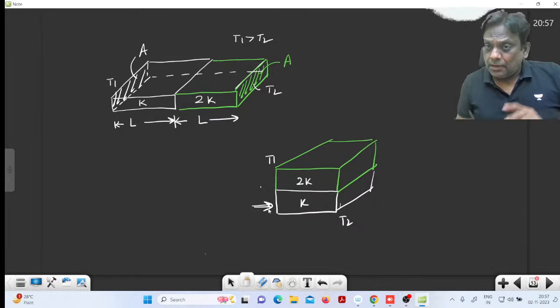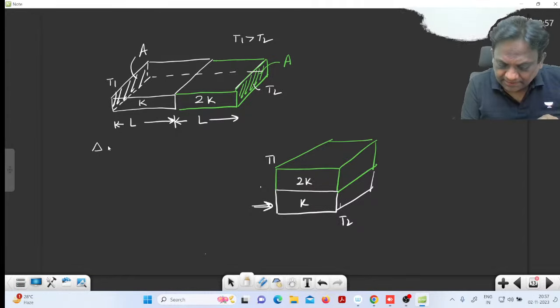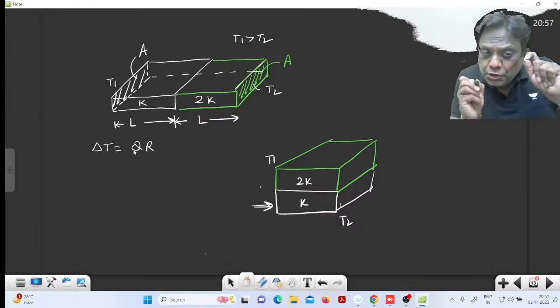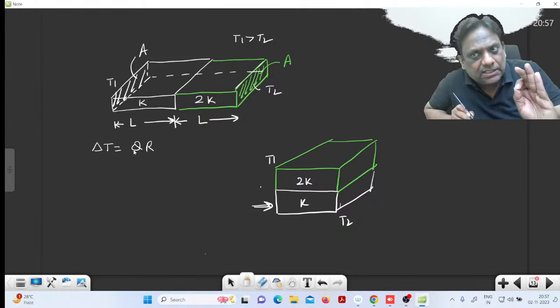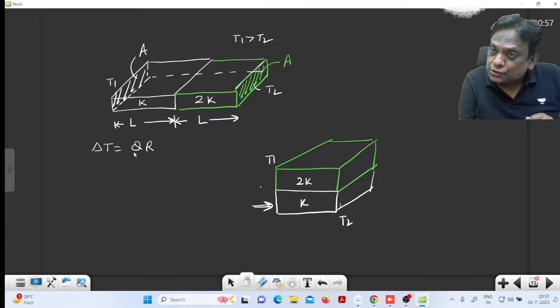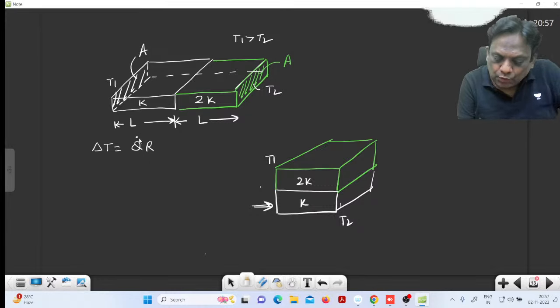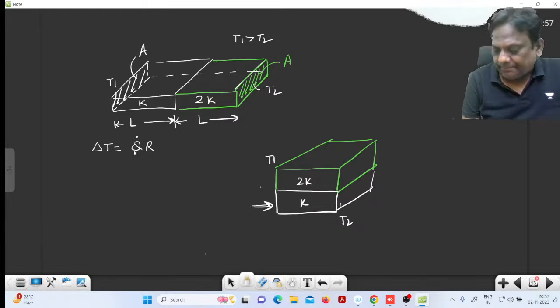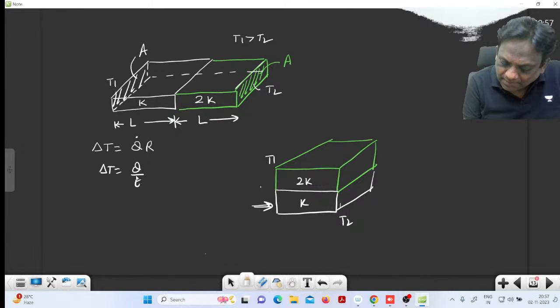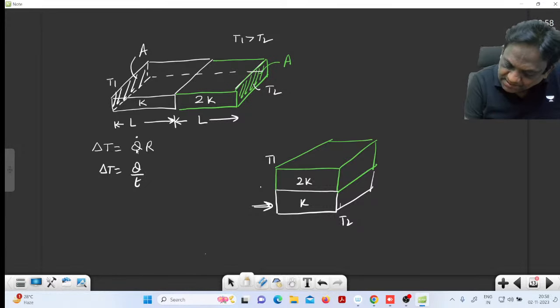Listen carefully. You know, my dear students, delta T is equal to Q into R. What is the unit of Q? In heat transfer, we know that the unit is watt. Can I write this as joule per second? So actually Q dot means heat transfer per unit time, which I will write as Q by t. So joule per second, watt. तो इस watt को मैं joule per second लिखूंगा into R, thermal resistance.